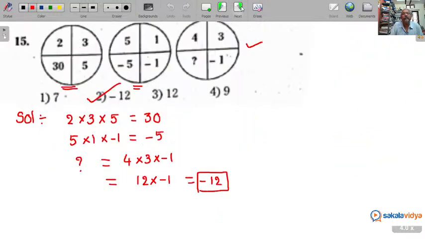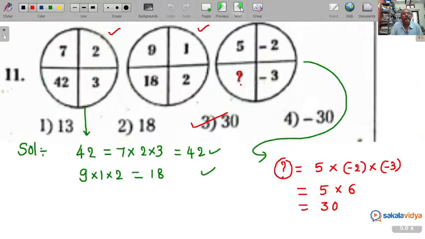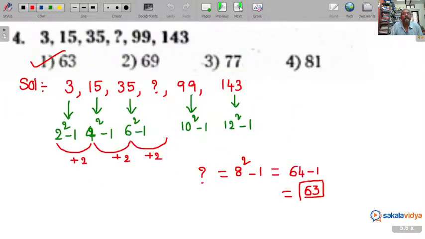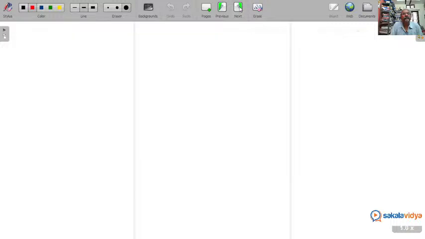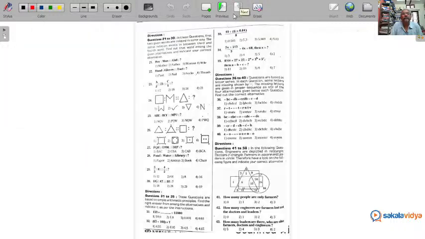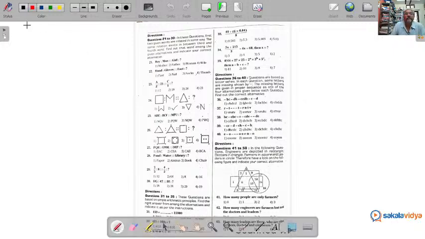Next, let us move on. Now we have completed up to 20 questions. Right, Srinivas? Yes. Right. Next, 21 to 30 are different questions that we are going to discuss now.